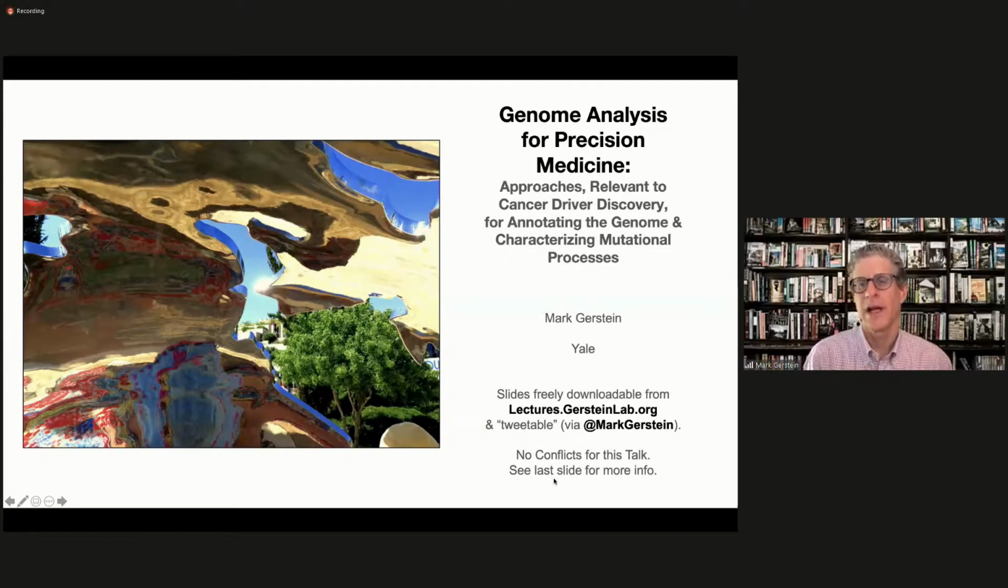And so I'm going to be talking about a variety of genome analysis approaches related to precision medicine. And I'm going to be focusing really on cancer genomics and this problem of discovering the key driving genes in cancer. And I should add that my talk, you can download it if you want through the website.